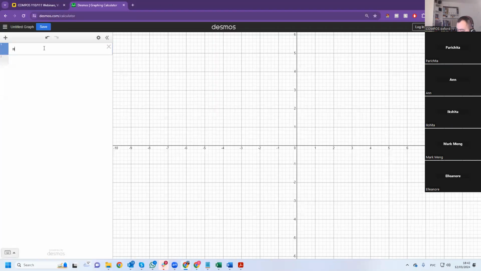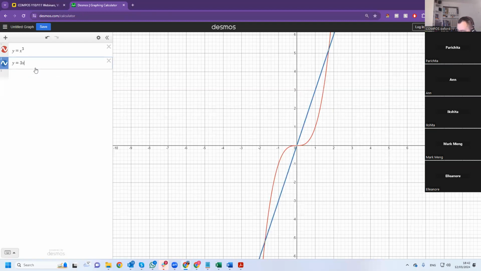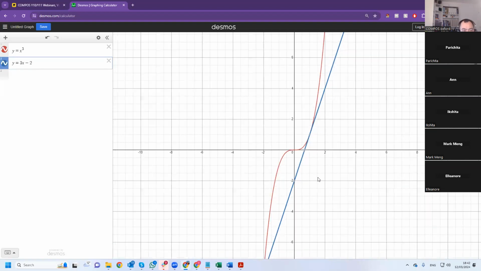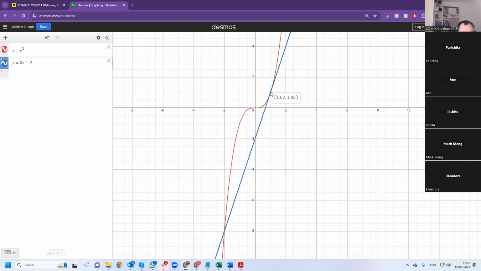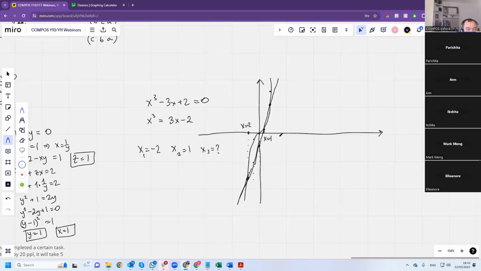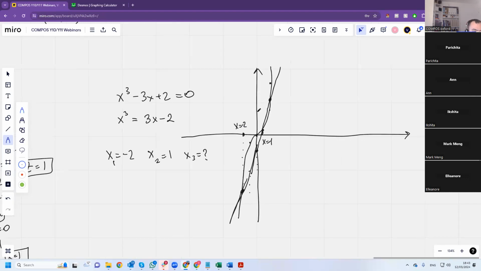y equals x cubed. Of course, that's so silly of me. And y equals 3x minus 2. Yes, you can see that there are only 2 points of intersection, and one is here. It's a tangency point, and the other is at minus 2. So I've misdrawn my graph.